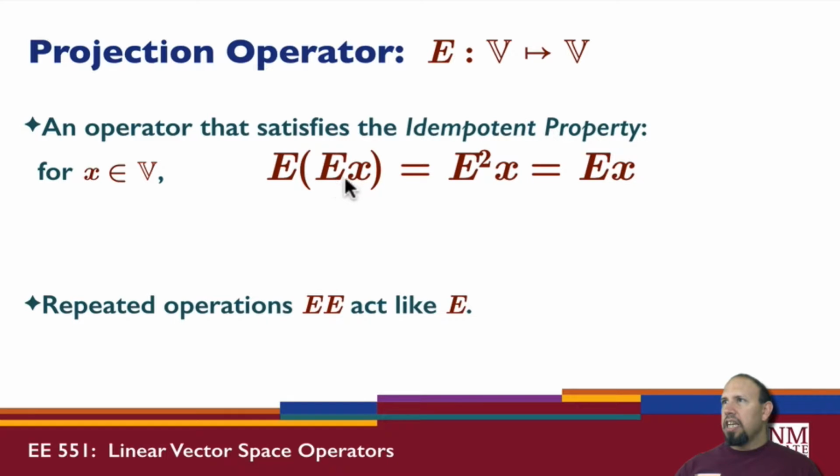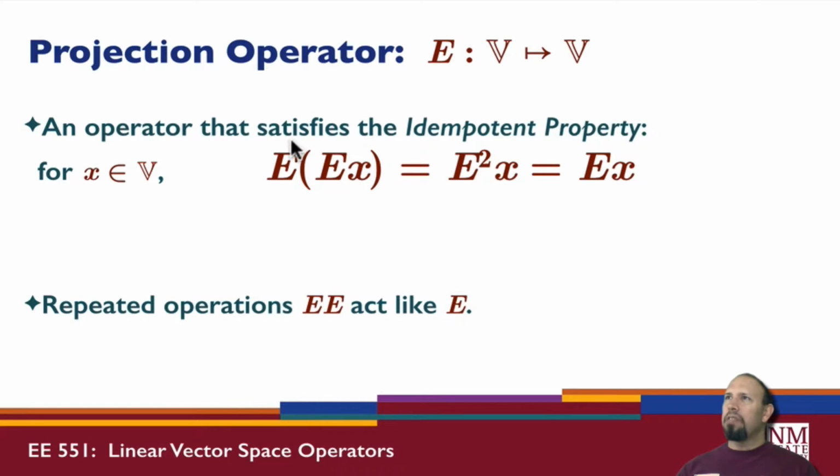That E, when I operate on X, the quantity that I get, if I operate on E again, I just get the same as E operated on X. So when I operate on this, I get itself back. So repeated operations using E act just like E. That is what a projection operator does. I can keep doing the same thing over and over again, and I get the same result.